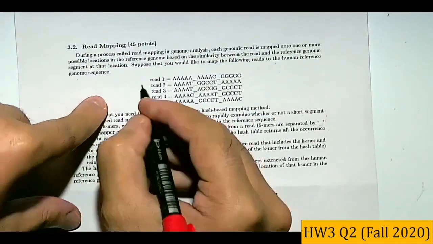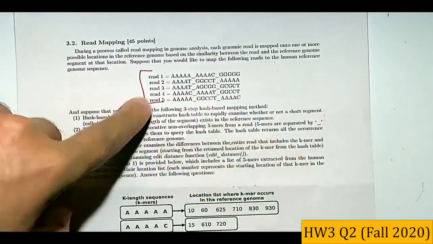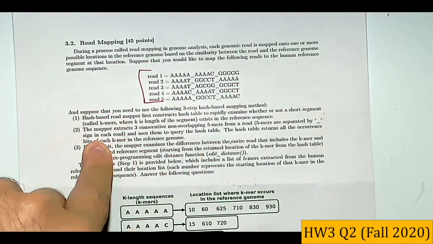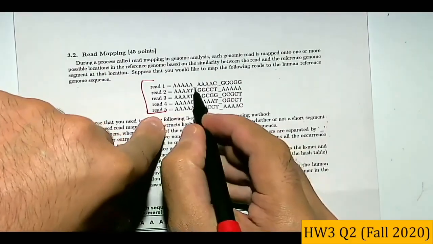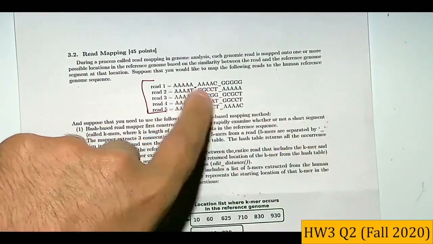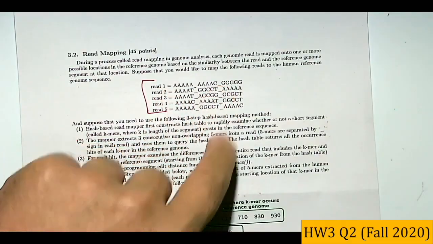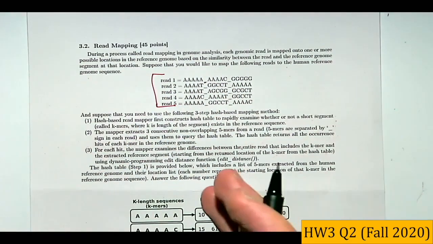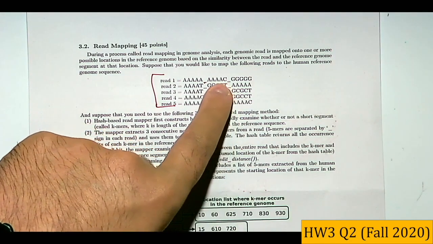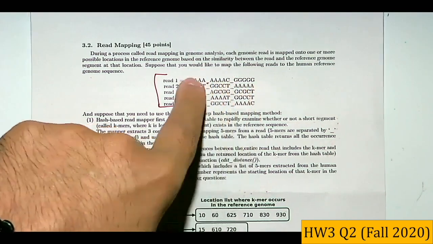You are given those 5 reads, and each read we chop into 3 k-mers. And for simplicity, I give you the delimiter here, which is underscore, that divides the k-mers of a single read. So for k-mer, the k here is the length of this substring or subsequence. Here the k-mer length is 5, so k is 5. So how many k-mers do we have per read? 3.